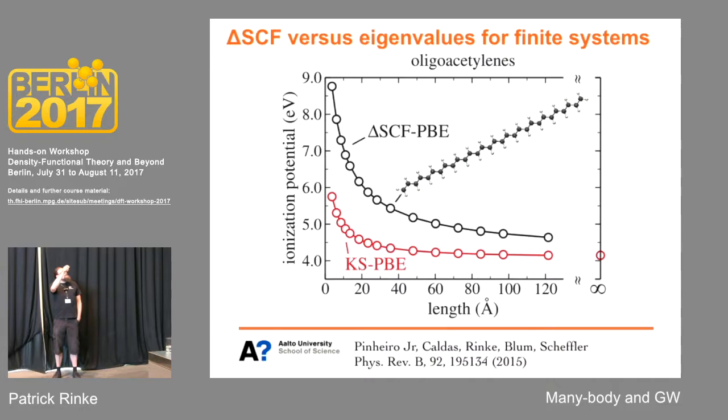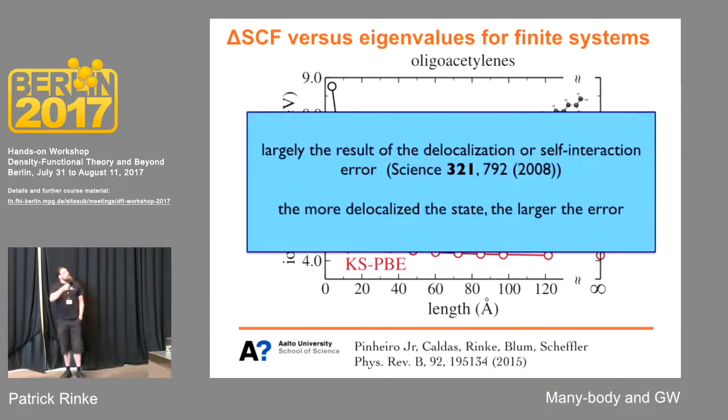Right? So initially, this delta SCF approach gives us very good ionization potentials, and then they decrease, and eventually you get the same as you do from a Kohn-Sham difference. So if the electronic state becomes infinitely delocalized, then this delta SCF approach breaks down, and you get the same as from the eigenvalues. And in fact, the real answer should be up here. And this is, again, related to the delocalization or self-interaction error that you heard about last week.